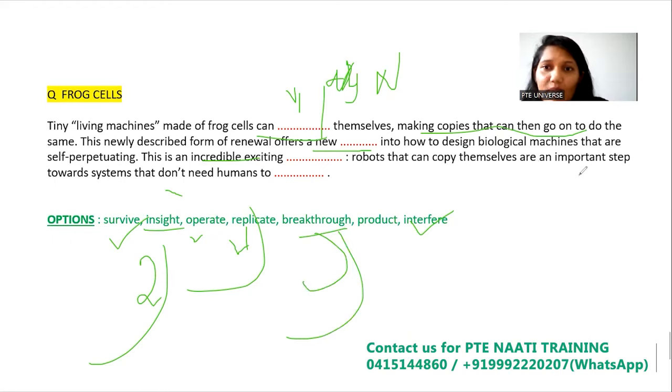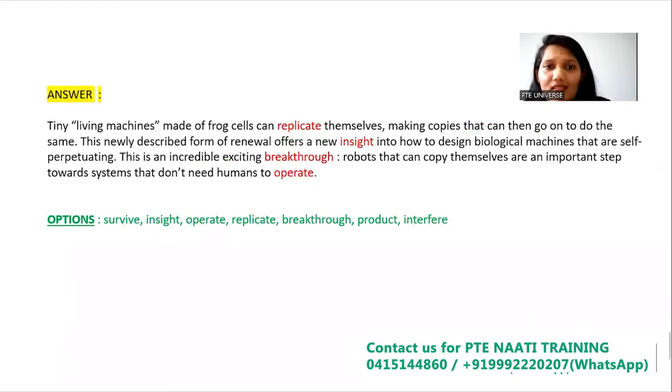Robots that can copy themselves are an important step towards systems that don't need humans to. After to, put the verb in the first form, that don't need humans to. See the verb survive or operate or interfere. Interfere doesn't make sense. Survive, but here they will operate. Nowadays we want everything to be AI based. We don't want humans to operate things, because if they operate through robots, they can save a lot of money. So that makes sense. Again, context based, and after to, the verb comes in the first form. So knowledge of vocabulary, grammar, collocation, you combine them, reading will be solved in less than 2 minutes for sure.